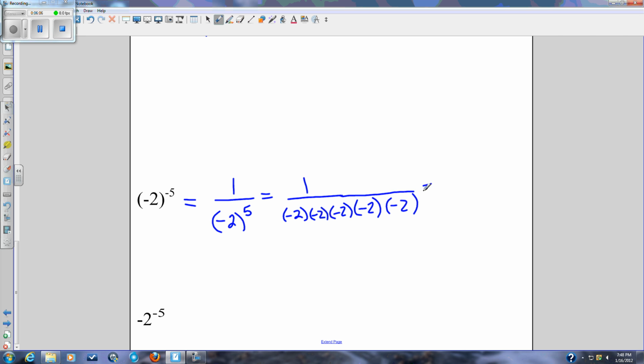And if we do that out, we get 1 over negative 32. And you can actually write that as negative 1 over 32 with the negative out front. It's just, both of them are the same thing.